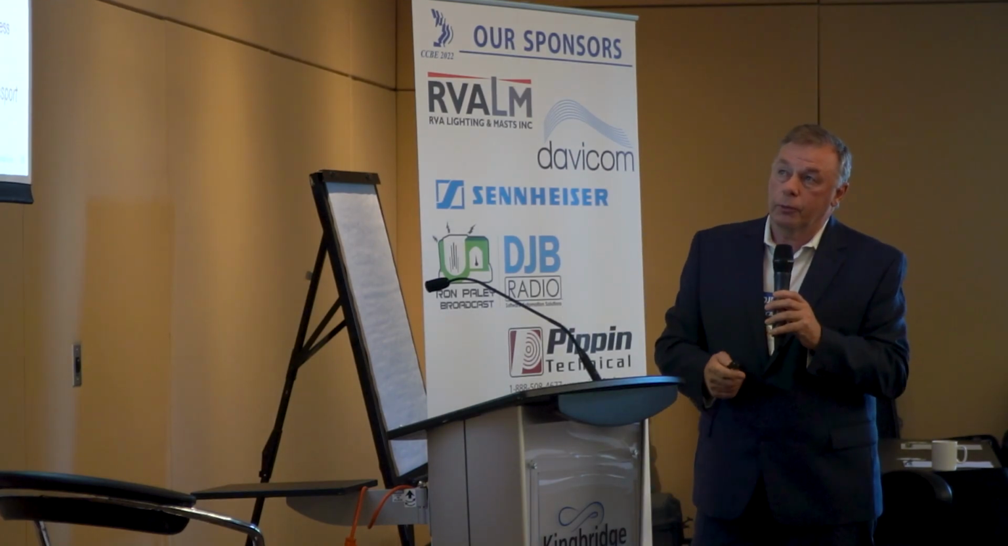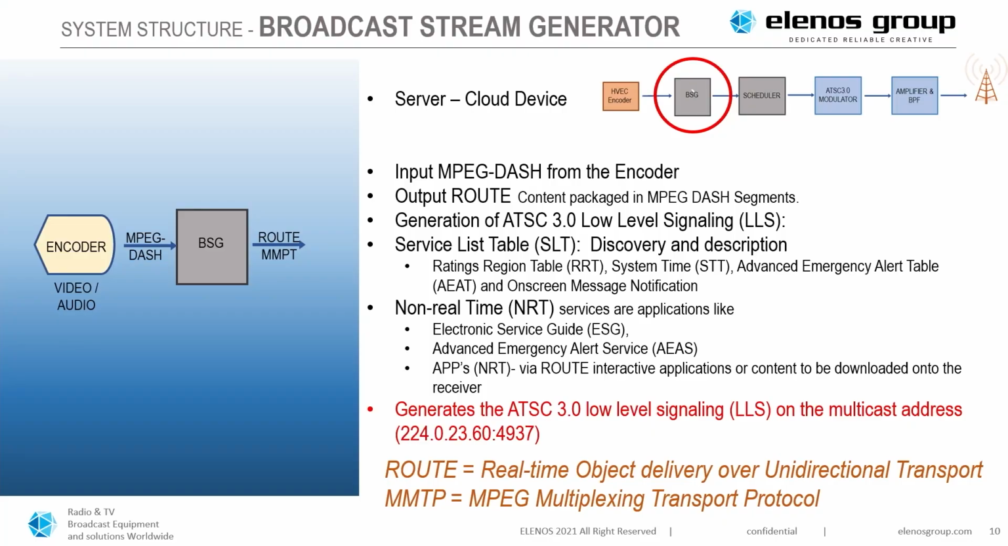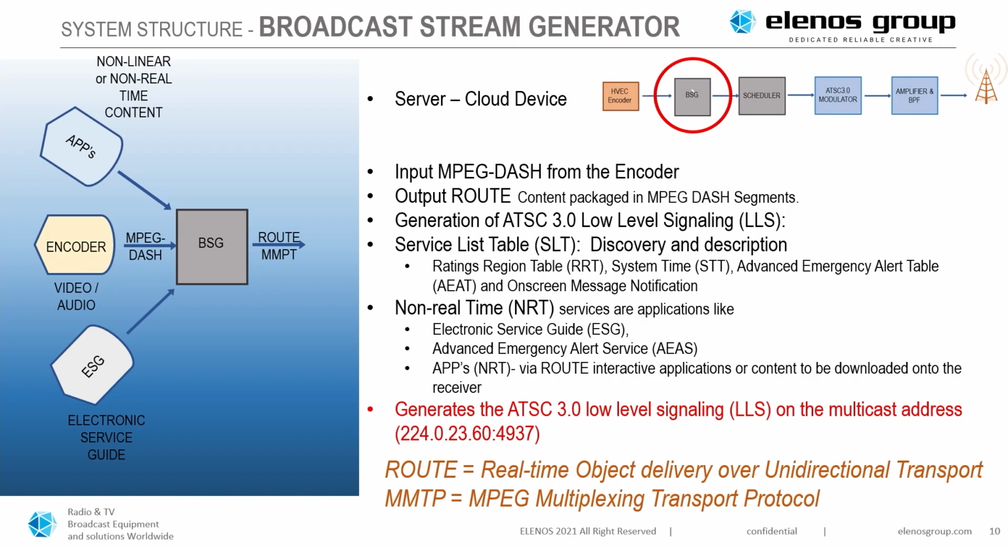So the next item in the chain after the encoder is what's called the broadcast stream generator. This is like a multiplexer in ATSC1, where today a multiplexer just combines different video signals, video channel 1, video channel 2, and so forth. But this is a slightly different one because it can actually multiplex different types of content. Not just video, but the electronic service guide. It can also do applications, which can be used for nonlinear and linear and non-real-time content.